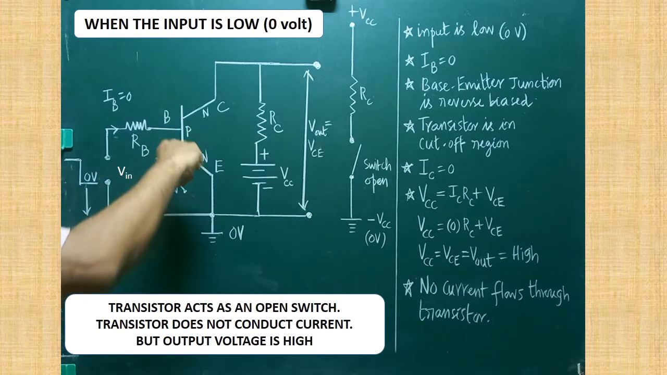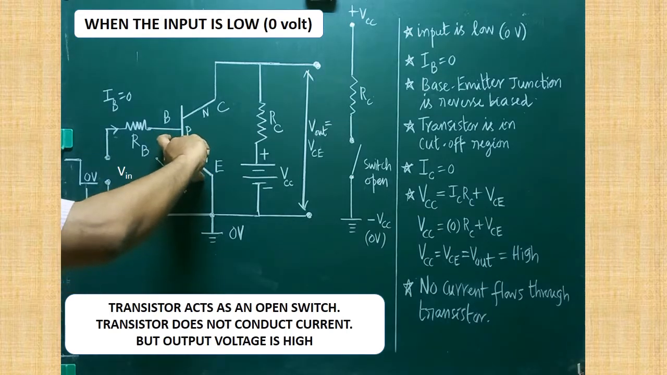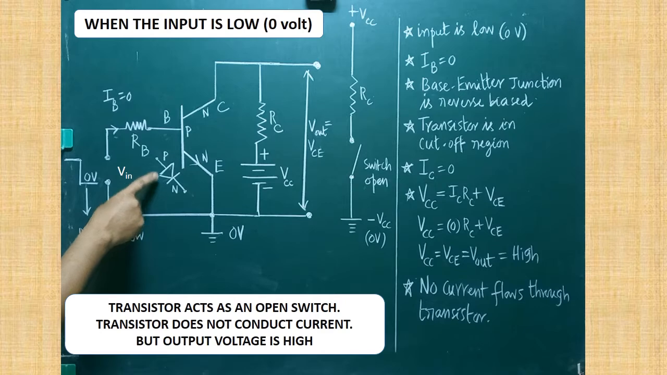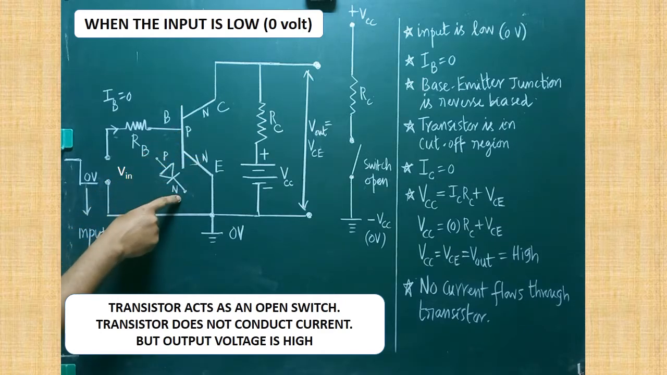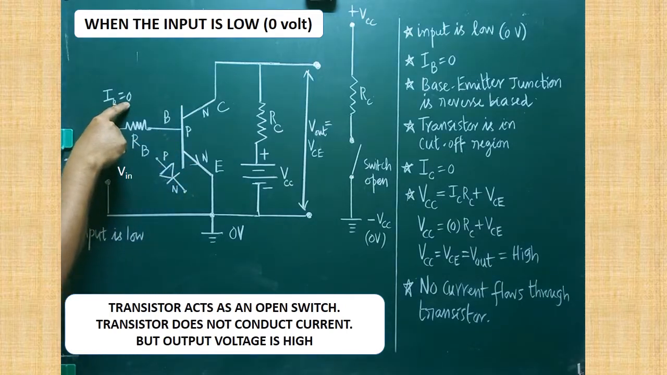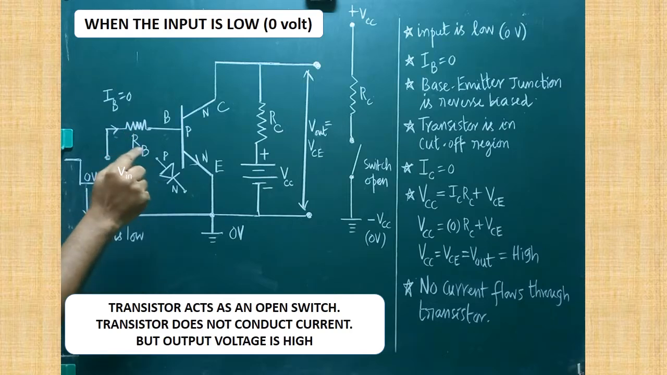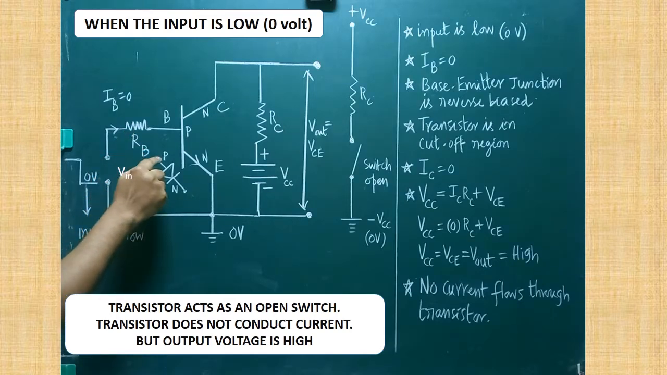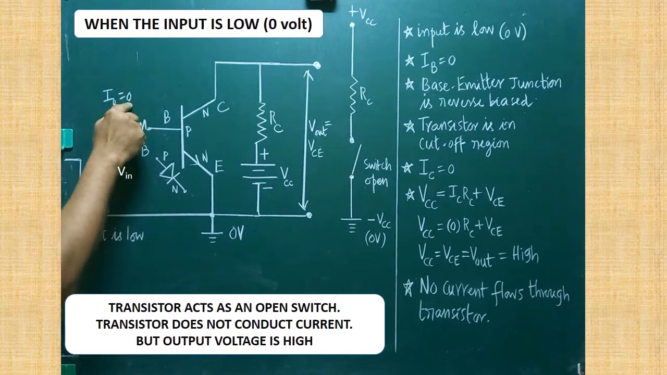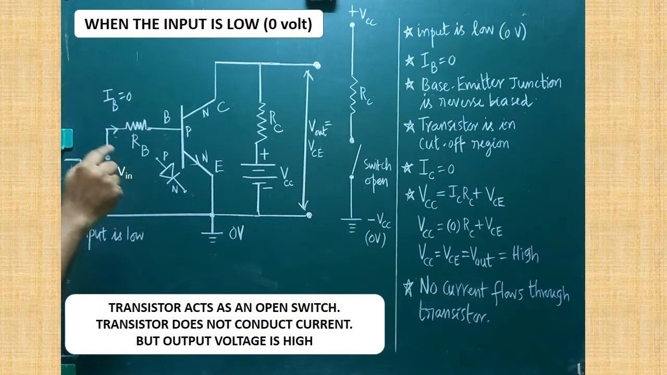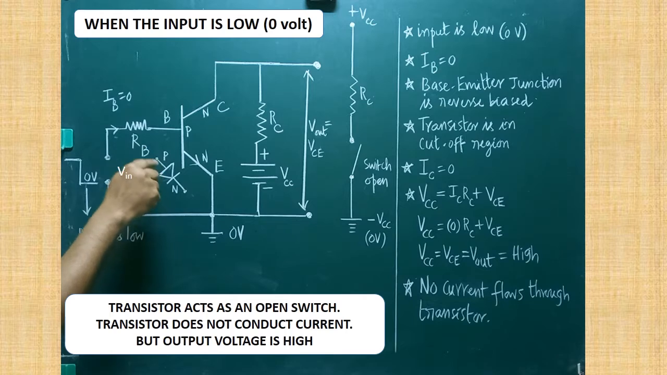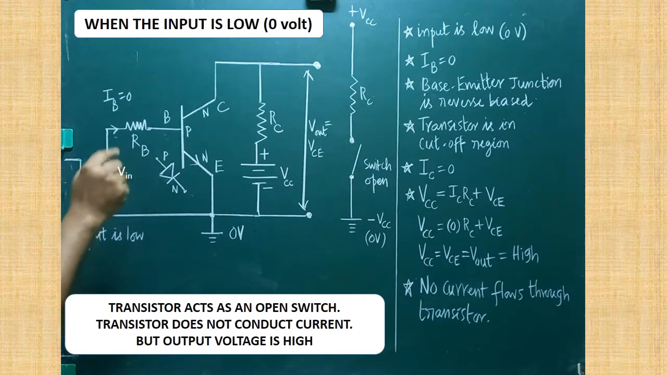And across this base and emitter, this portion acts like a junction diode. This terminal is P, this terminal is N. So this portion can be treated as a small junction diode. Look here, 0 voltage is given. This 0 volt can be taken as negative. Usually you know when the diode will function. If P is connected with negative voltage, what will happen? The diode won't function. The diode will be in reverse bias.